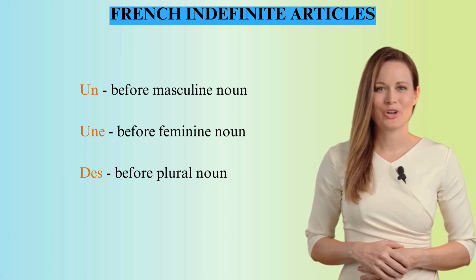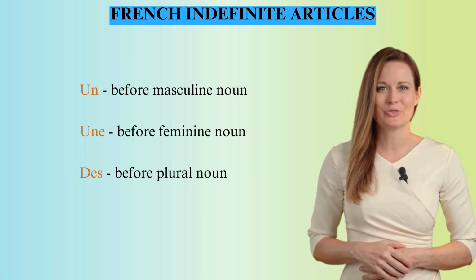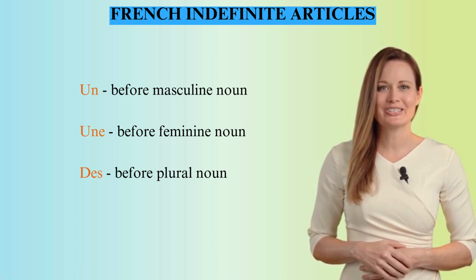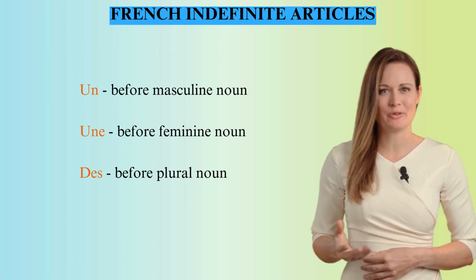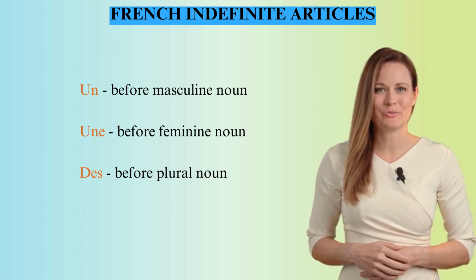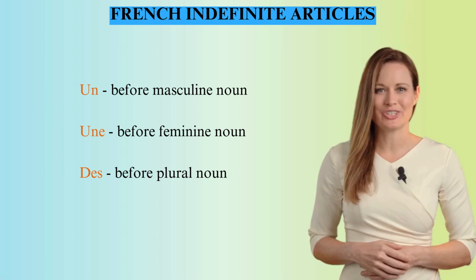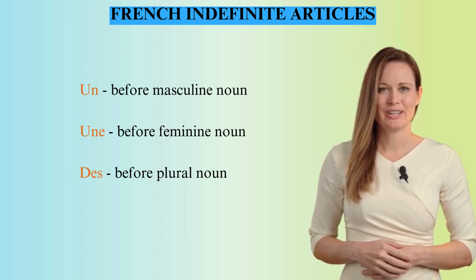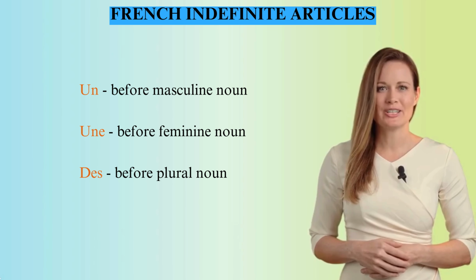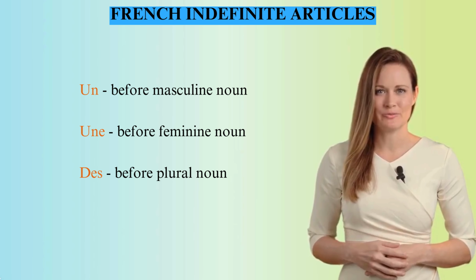In this video we are going to learn about indefinite articles, or Les articles indéfinis, in French. In English the indefinite article is "a" before a noun starting with a consonant, and "an" before a noun starting with a vowel. It refers to something nonspecific. Example: there is a book on the table. Here we are not pointing out one specific book, that's why we use an indefinite article.